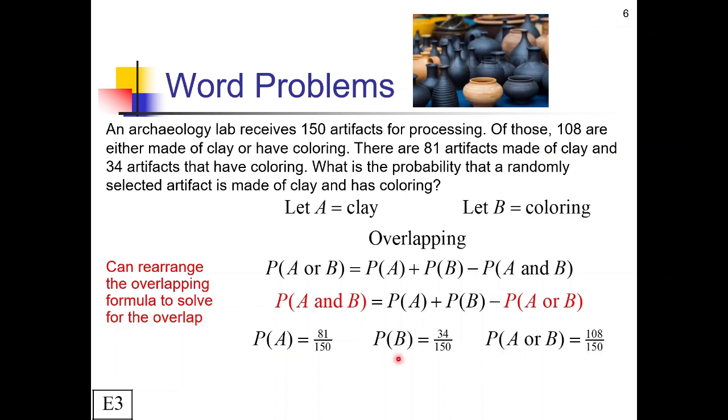So let's just put it all together. We've got 81 over 150 plus 34 over 150 minus 108 over 150. 81 plus 34 is going to be, let me think, 125? Is that right? No, actually, 115. And then 115 minus 108 is going to be 7. So 7 over 150 would be our answer on this one.